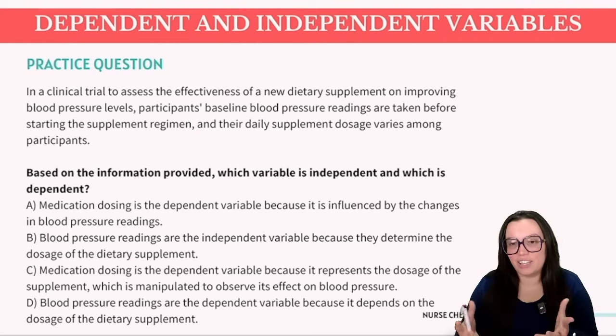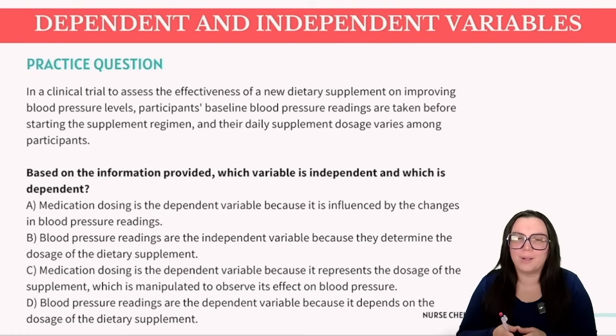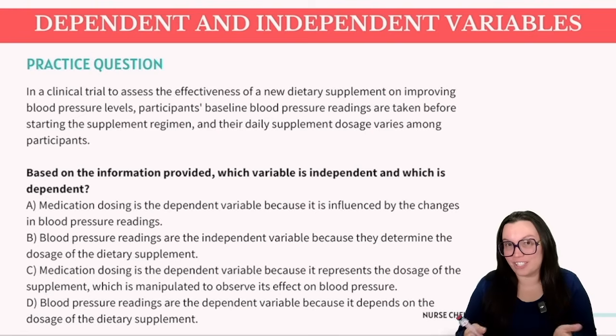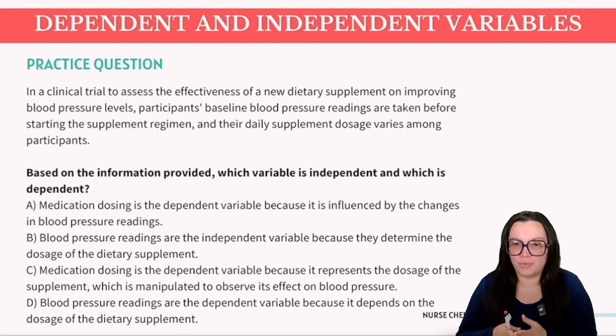In a clinical trial to assess the effectiveness of a new dietary supplement on improving blood pressure levels, participants' baseline blood pressure readings are taken before starting a supplemental regimen, and their daily supplemental dosage varies among participants. Based on the information provided, which variable is independent and which is dependent? Is it A, medication dosing is the dependent variable because it is influenced by the changes in blood pressure readings? Is it B, blood pressure readings is the independent variable because they determine the dosage of dietary supplement?